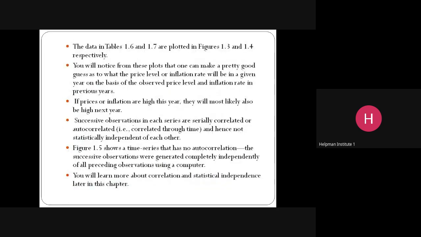Now, successive observations in each series are serially correlated or autocorrelated. That is, they are correlated through time and hence not statistically independent of each other. So, like we said, figure 1.5 shows us time series data that has no autocorrelation. Now, we will learn more about correlation and statistical independence later in this chapter when we start talking about time series data.